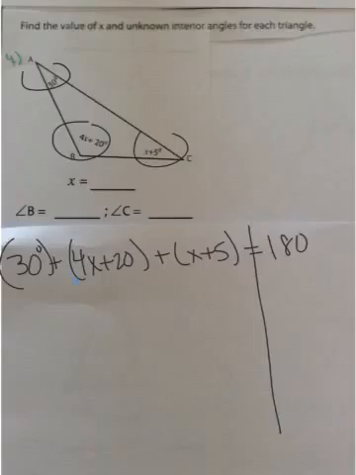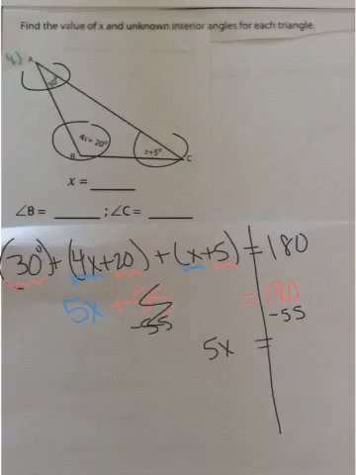So we're going to combine our like terms, so the 4x and the x, that will give us 5x. And we can add together the 30, the 20, and the 5, that's 55. Bring down the equals 180, and now we'll just solve this. So we're trying to solve for x, so we'll subtract 55. So that's 5x equals, what's that, 125? And divide by 5, so x equals 25.